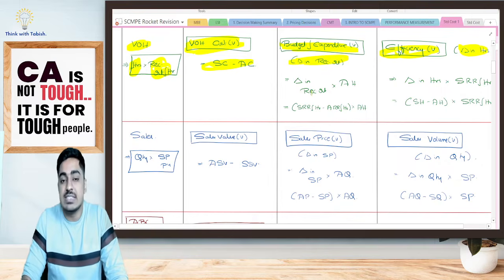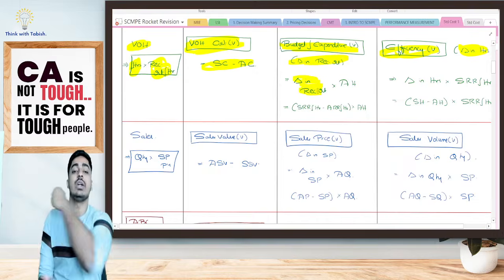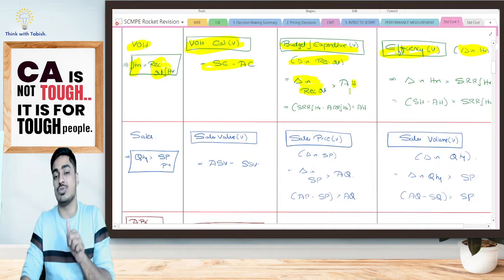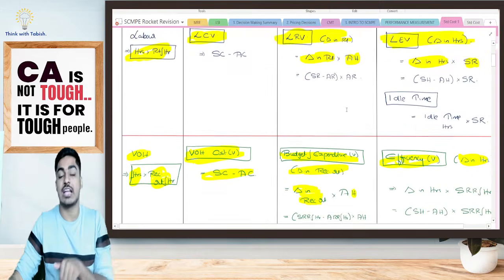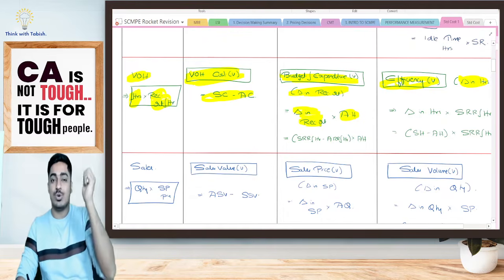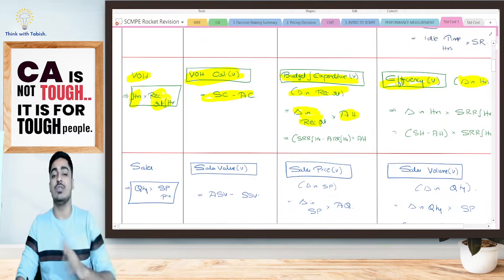Now, change in my recovery rate, variable overhead budget or expenditure variance. It is the difference in recovery rate converted into value. Difference in recovery rate has to be multiplied by hours. Which hours, students? Here my multiplier is actual. I will multiply it by my actual hours. In the case of material, I have told you the logic in a simple way. Same logic continues here also.